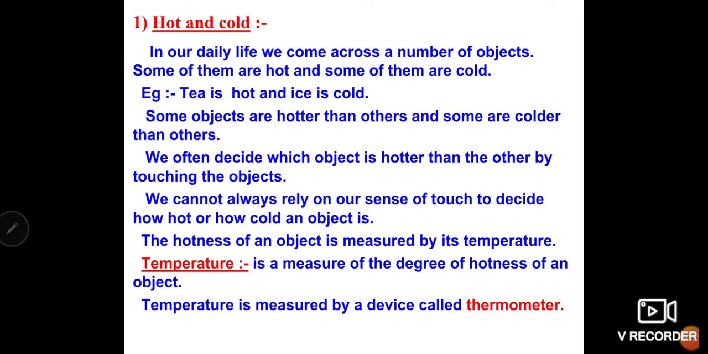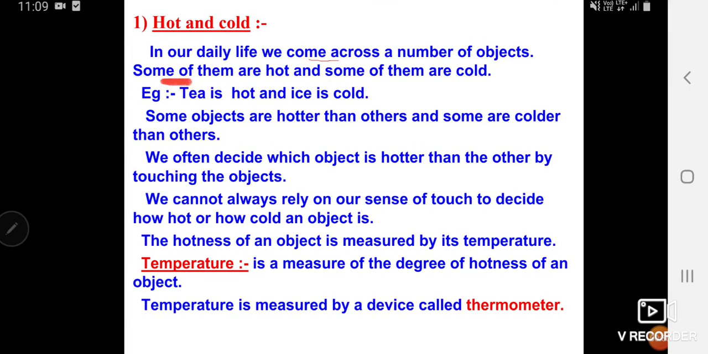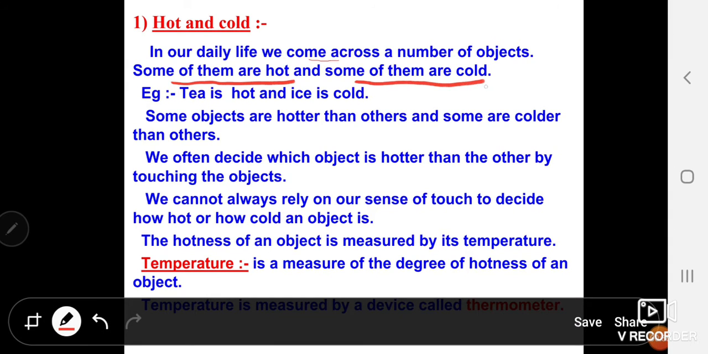In our day-to-day life, we come across so many experiences that are related to heat. So how are we going to identify whether it is heat or not? In our day-to-day life, we come across a large number of objects. Among them, some are hot and some are cold. So it is identified just by touching those objects.